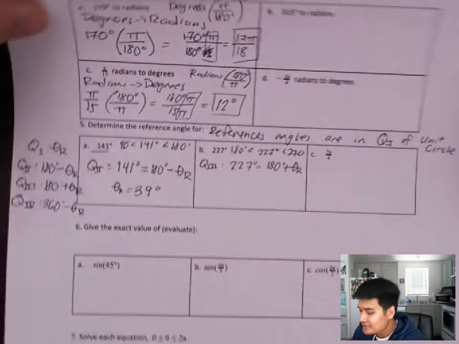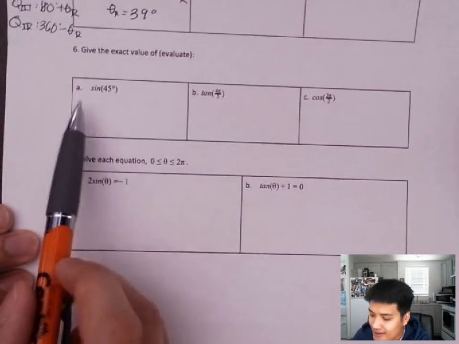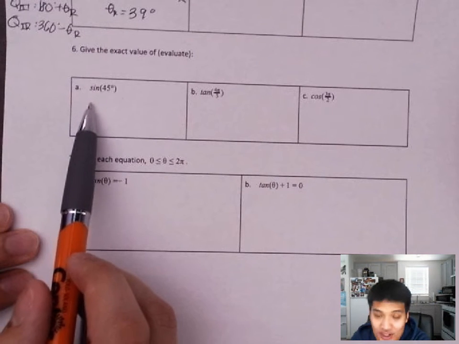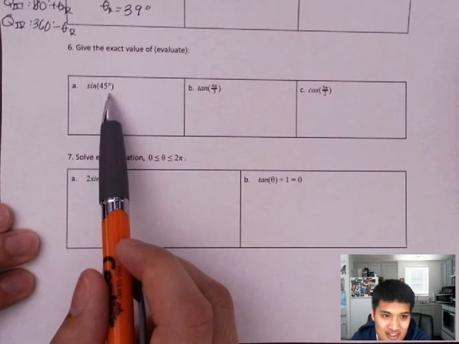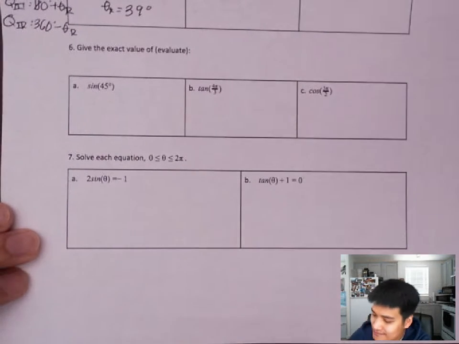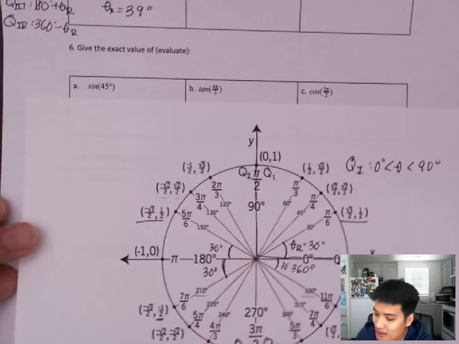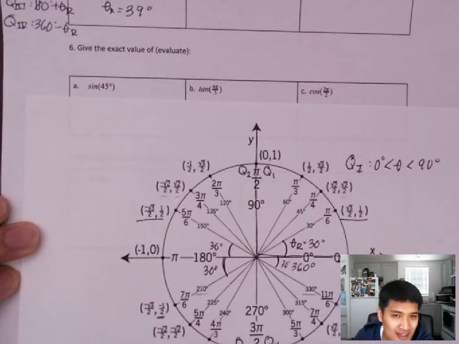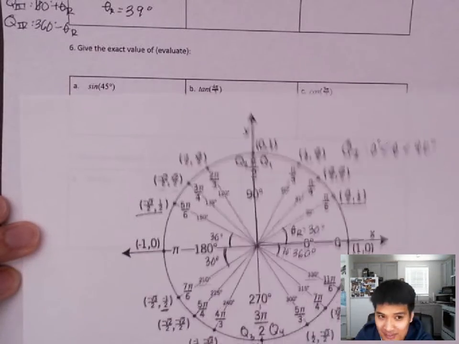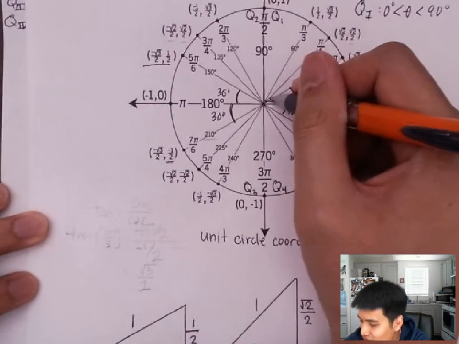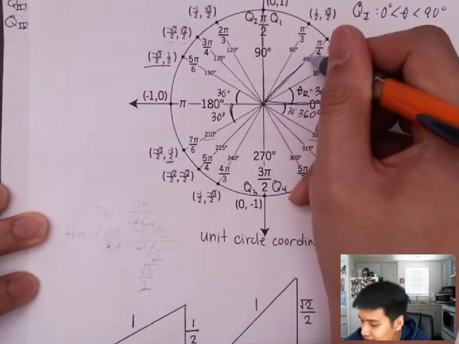So now, this one right here, we were asked to find the exact value of these functions given our particular angles. So this is where it's good to have your unit circle handy. Right? So here, the first problem asks us sine 45 degrees. So first we need to figure out where is 45 degrees. So 45 degrees is actually going to be in quadrant 1, right over here.